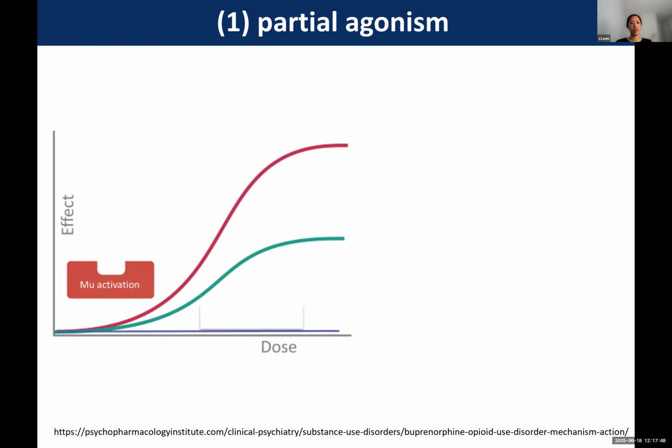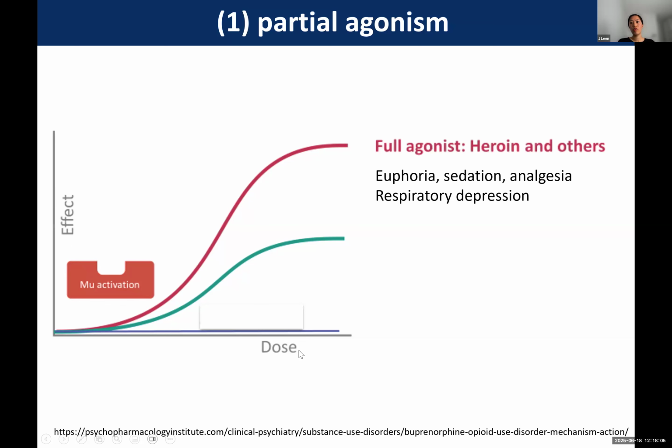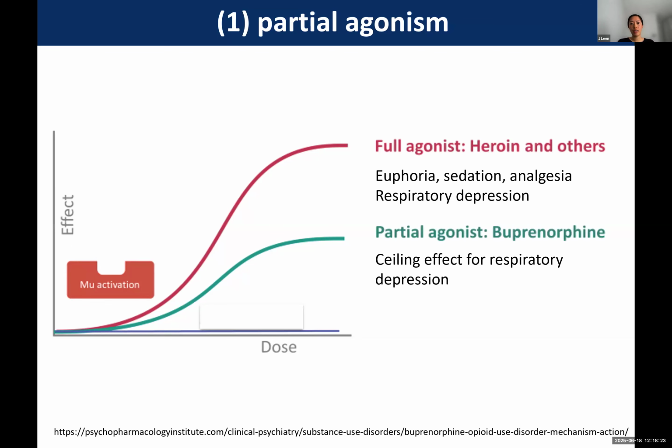Looking at this in more detail, we have a figure here that illustrates partial agonism. On the y-axis, you have the effect of the binding of the drug to the mu opioid receptor, the agonism, and on the x-axis, the dose. Full agonists like heroin and fentanyl, when the drug binds to the mu opioid receptor, you have the full spectrum of mu opioid receptor activation: euphoria, sedation, analgesia, respiratory depression. Partial agonists like buprenorphine, when bound, only provide partial agonism. So again, there is a limit to how much respiratory depression it can exert, and in that way, it's thought to be safer compared to the full agonist opioids. Antagonists like naloxone, when bound, exert no agonism.